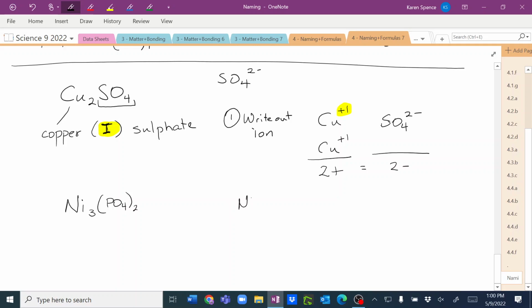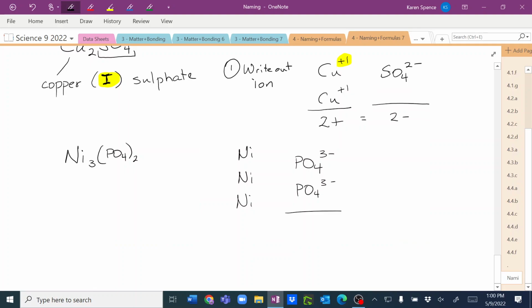Ni, Ni, Ni. How many phosphates do we have? 2. We have PO4 and we have PO4. We can look up the charge of PO4. It is 3 minus. That's on our chart.